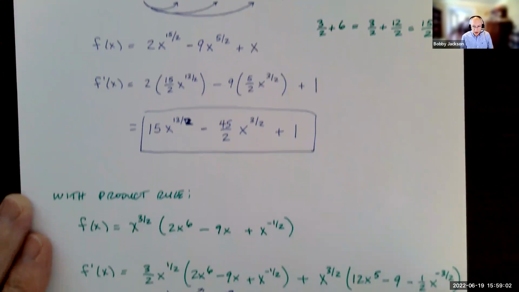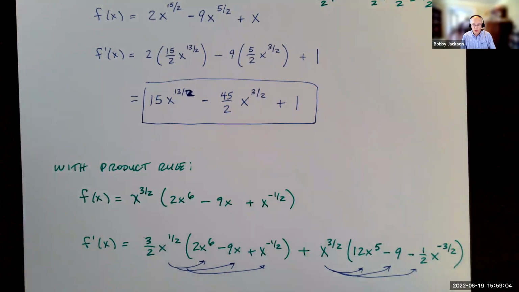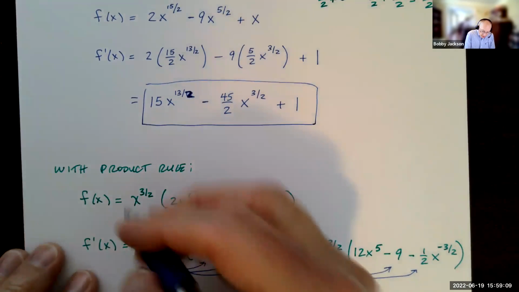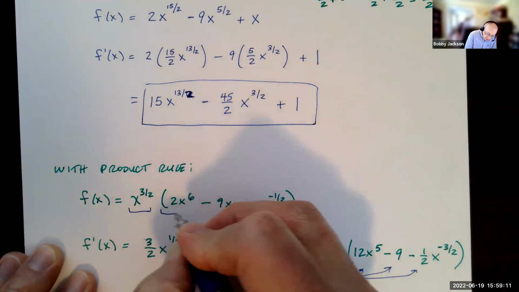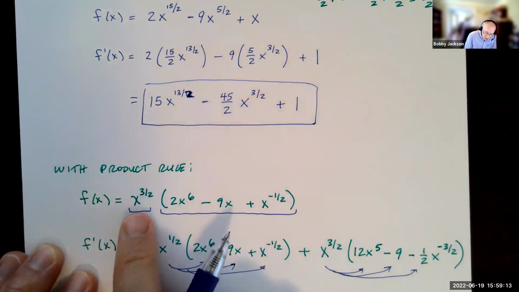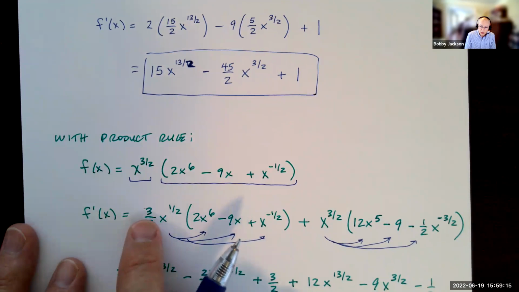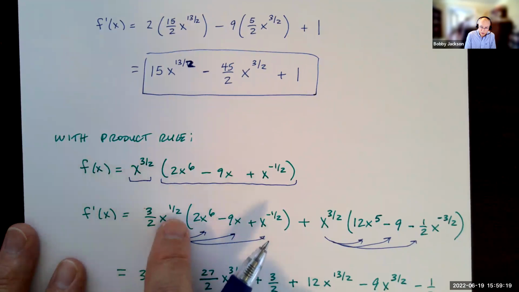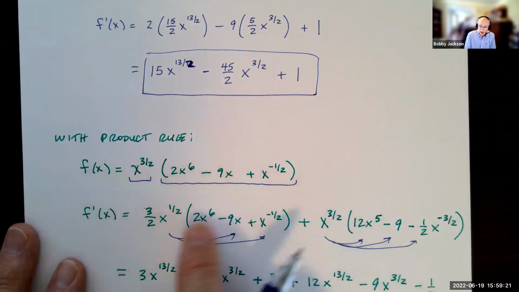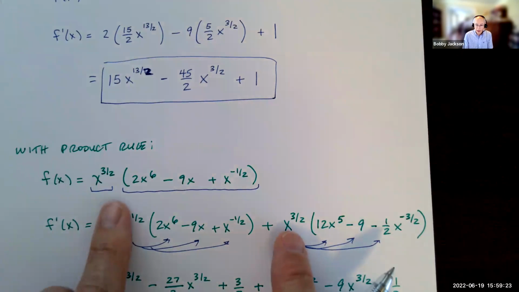If I were to straight up not do any simplifying and just use the product rule, then I've got this function here times this function here. So I take the derivative of this function. Okay, that's pretty easy. 3/2, right? Power rule, bring the 3/2 down. x to the what? Subtract 1 from 3/2, 1/2 power. Times all of that function, right? Plus the x to the 3/2.